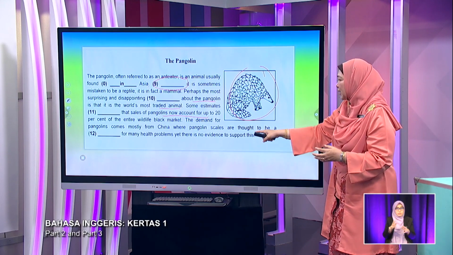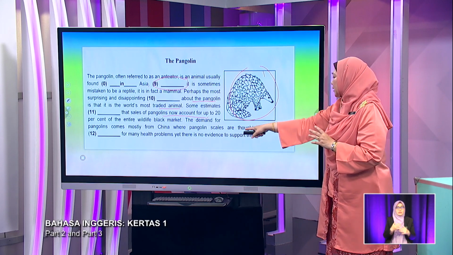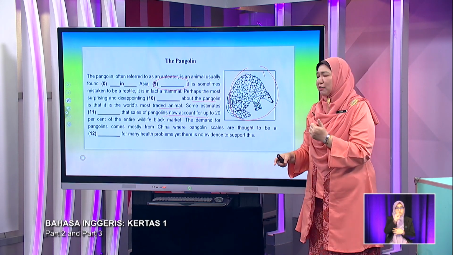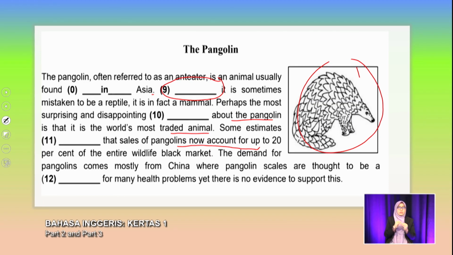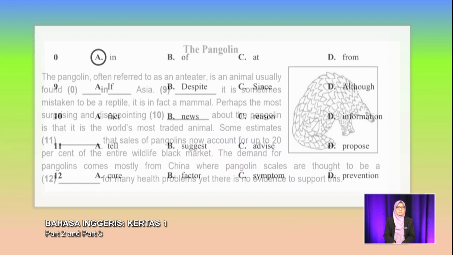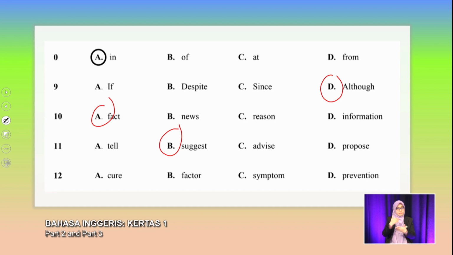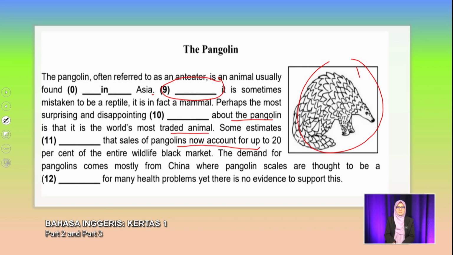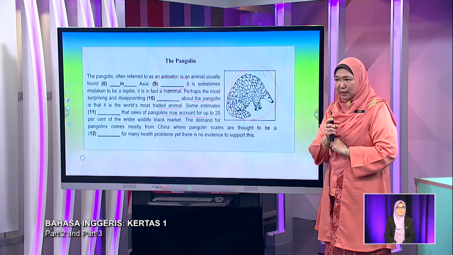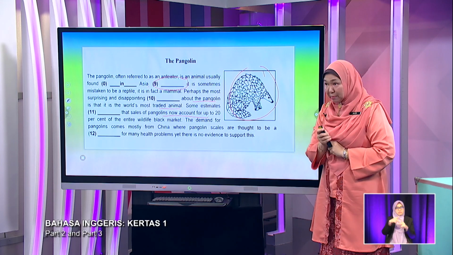And the last one, pangolin scales are thought to be a what for many health problems? I think the choices of answers that we have here are cure, factor, symptom, and prevention. I think the answer would be cure. Yeah, a cure. Do you say prevention? No, right? A cure. Is it a cure for many health problems? A prevention for many health problems? No, I don't think so. It's not suitable there.